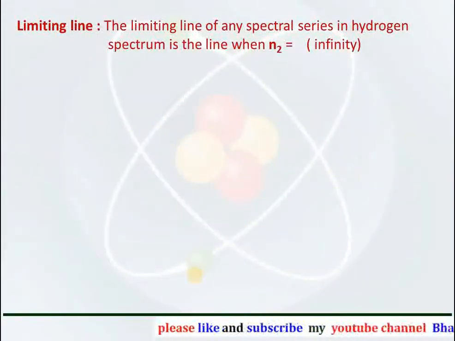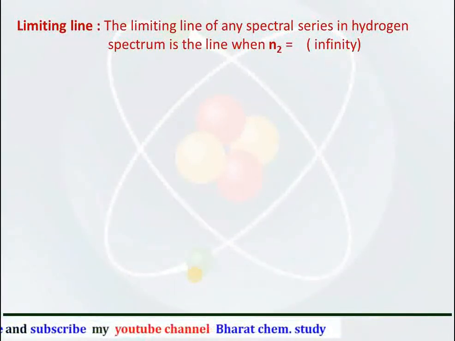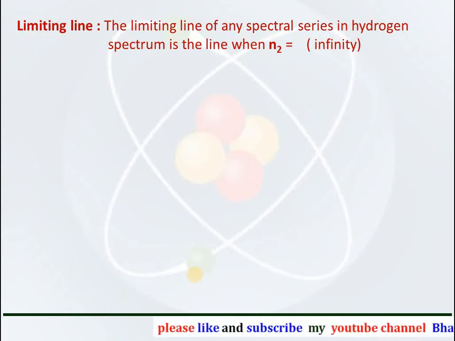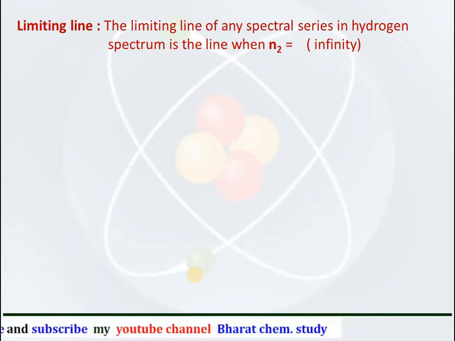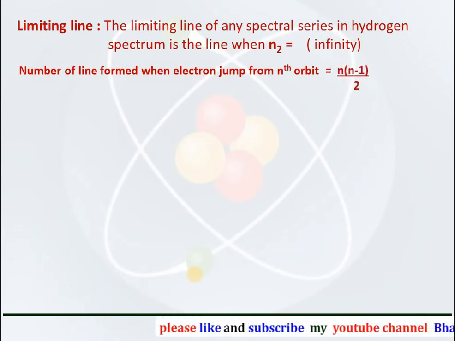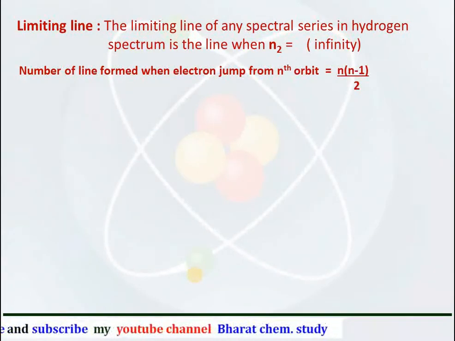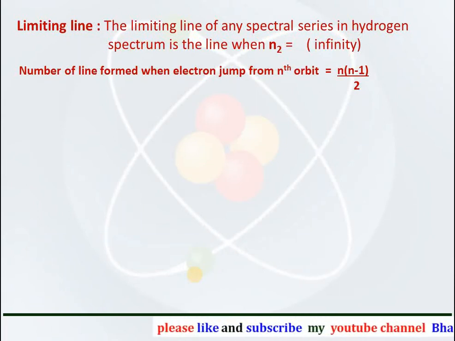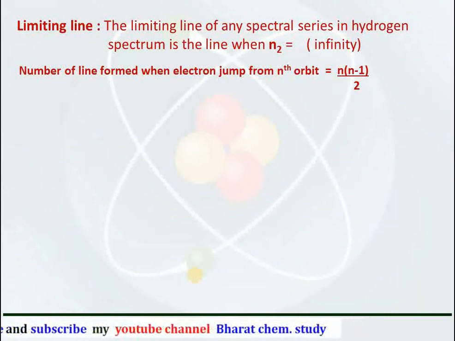The limiting line of any spectral series in the hydrogen spectrum is the line when n2 is equal to infinity. That means the electron is falling from infinity. The number of lines formed when an electron jumps from the nth orbit can be calculated using the formula n(n-1)/2. By using this formula, we can find out how many lines will be formed when an electron jumps from any shell.